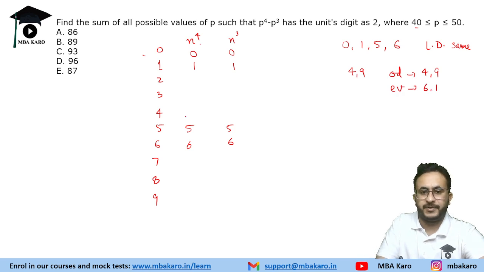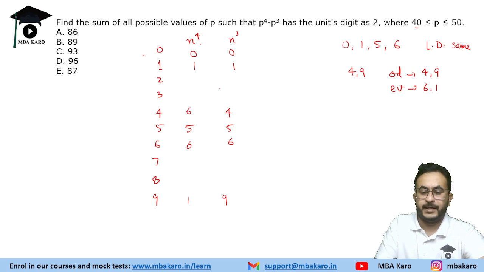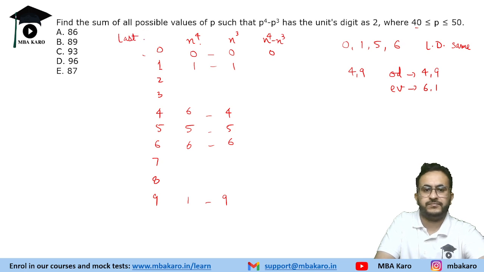And even power is 6 and 1. So 4 even power, that is 6. And this will be 4. And this is 1. Sorry, even power is 1 and odd power is 9. Right. So we have these two numbers. Now we have to subtract the numbers. Okay, last digit. So if you subtract 0, 0, it will be 0. This is not basically n to the power 4 minus n cube. This is the last digit.